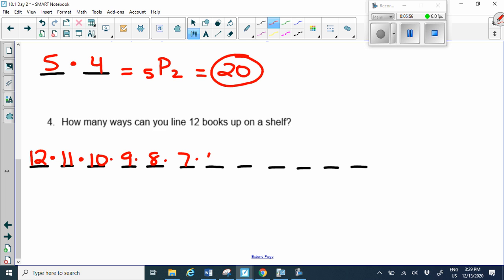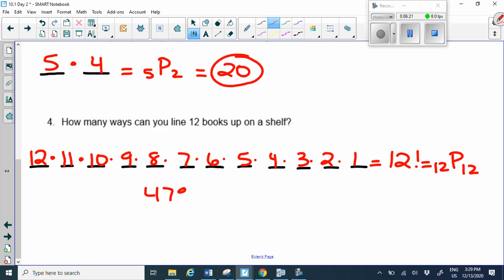Now this should look familiar, because another way we could write this is 12 factorial. Some of you also might have written it differently. We have a total of 12 books, and we want to choose all 12 to line up on the shelf, so you could have also used a permutation. No matter which way you did it here, you should have all gotten the same final answer.